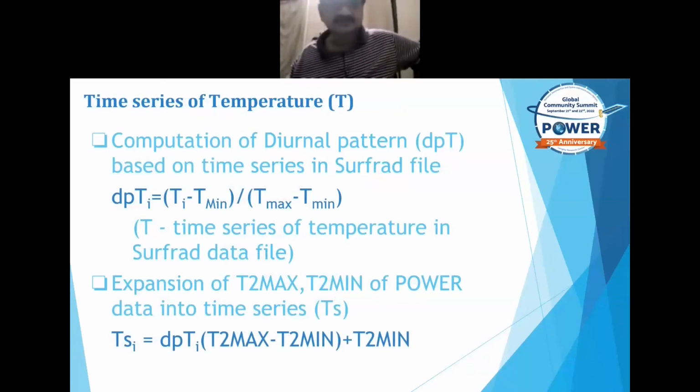The scheme of computing the time series of temperature is illustrated here. The diurnal pattern is constructed using SURFRAD data, and the T2M max and T2M min of POWER data are expanded into time series using the diurnal constants.